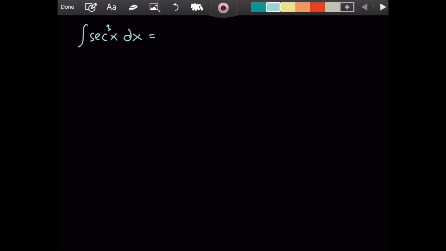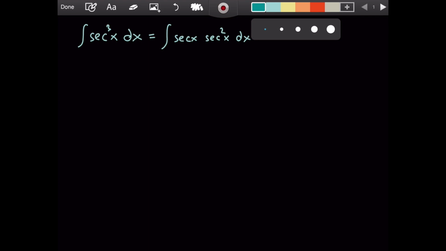So the way that we want to approach this is by, first of all, separating secant cubed of x into two parts. Secant x times secant squared x, and you have the dx. This is pretty basic, I guess. Now we will be using integration by parts, and I have a video about integration by parts. If you want to access that video, you can do so from the cards right now and also from the description. Now, using the idea that was covered in that video, we will say this is u.